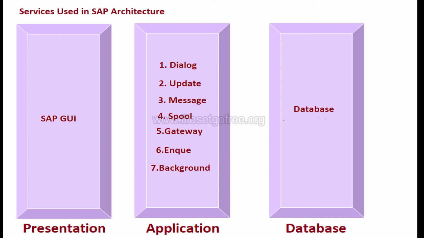There will be some more services in the application. What are the two services that you have learned now? Dialogue service and update service. Dialogue service means presentation and application layer. It is between these two and it is the communication part. Update means it is between the application and the database part.